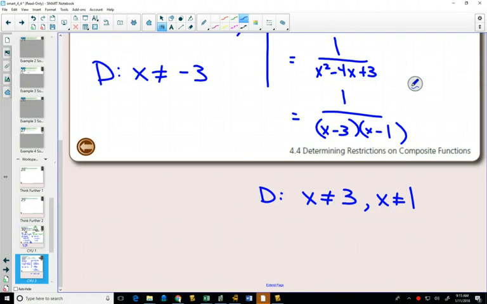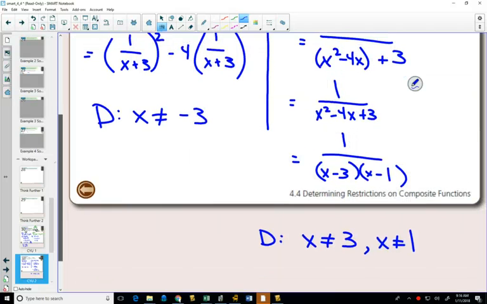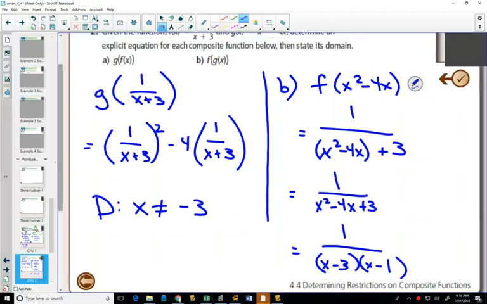Now, with dividing and checking for non-permissible values, you not only have to check your explicit equation at the end, you have to check all the way through everywhere that you're dividing. Now, in the first example, we're dividing by x plus 3 here. We're dividing by x plus 3 here. We divided by x plus 3 here. They're all the same. And so your non-permissible value is still just x can't equal negative 3.